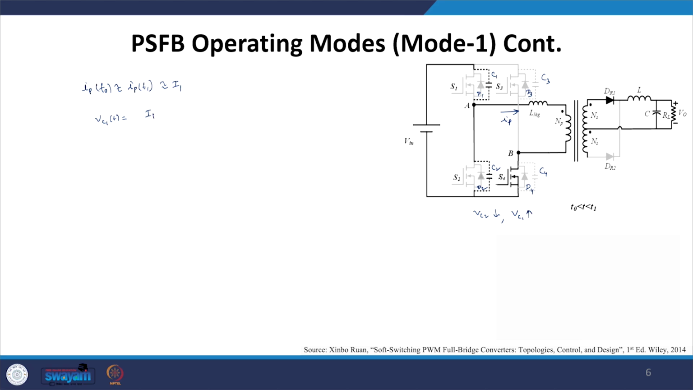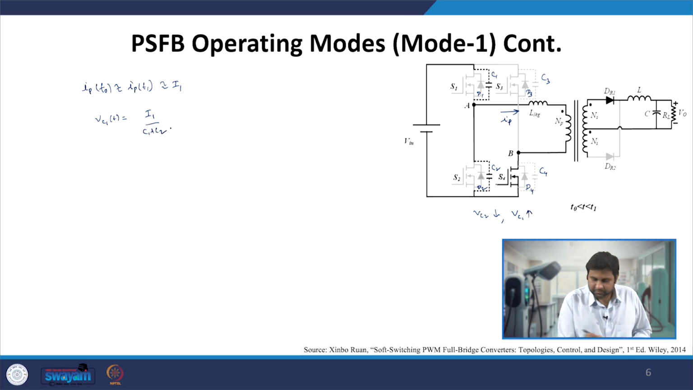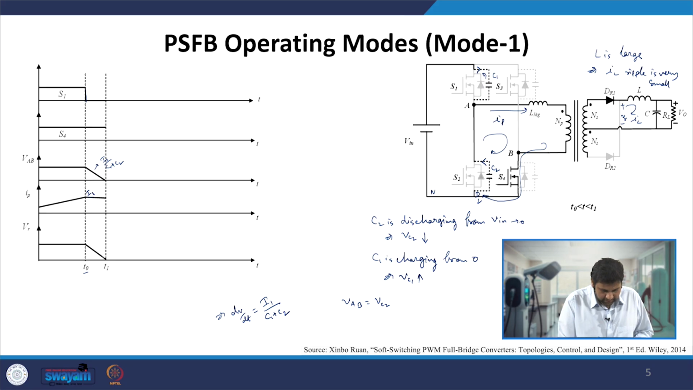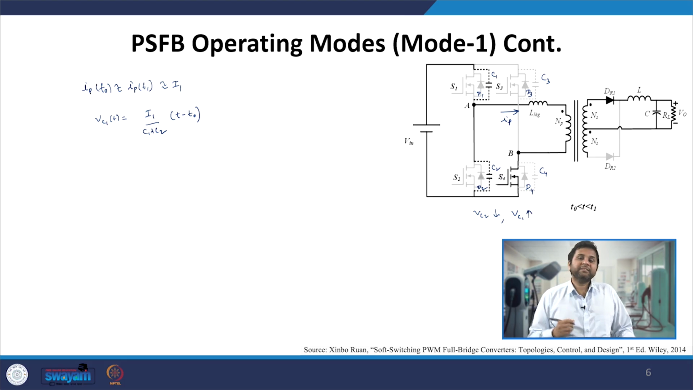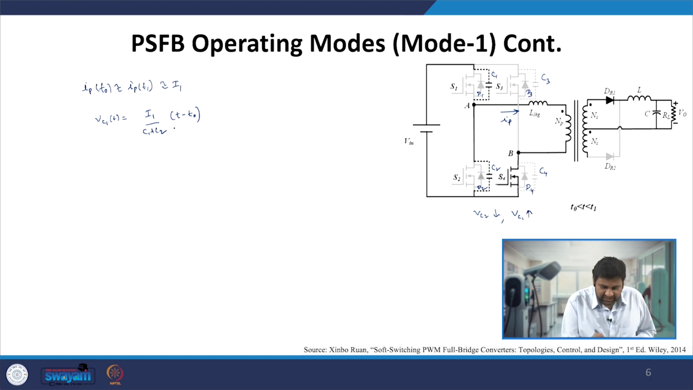We can write I1 by this current, which is nothing but C1 plus C2, both the capacitors C1 and C2. In this particular period, it is nothing but t minus t naught, because this current is constant, so it will rise linearly. So now we can write this equation.